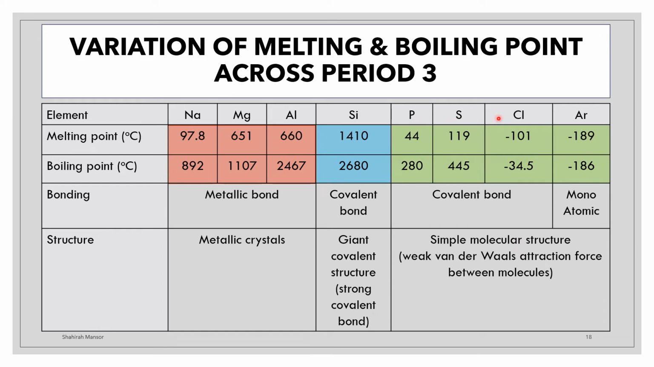Okay, yang ni atom atom. Tapi bila nak bincangkan tentang dia melting and boiling point, kita akan bincangkan dalam bentuk molekul. Okay, molekul yang macam mana? Simple molecular structure. Dan di antara simple molecular structure ini akan wujudnya van der Waals forces between the molecules. Okay, so now let's see what are the factors yang affecting the variation of the boiling points across period 3.